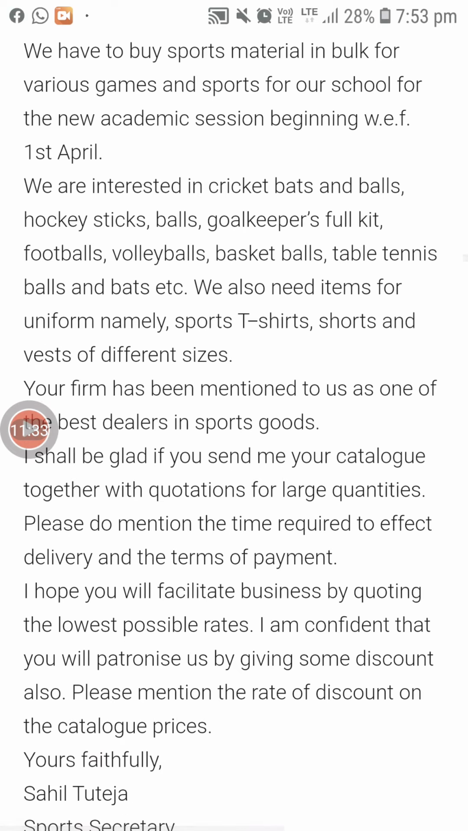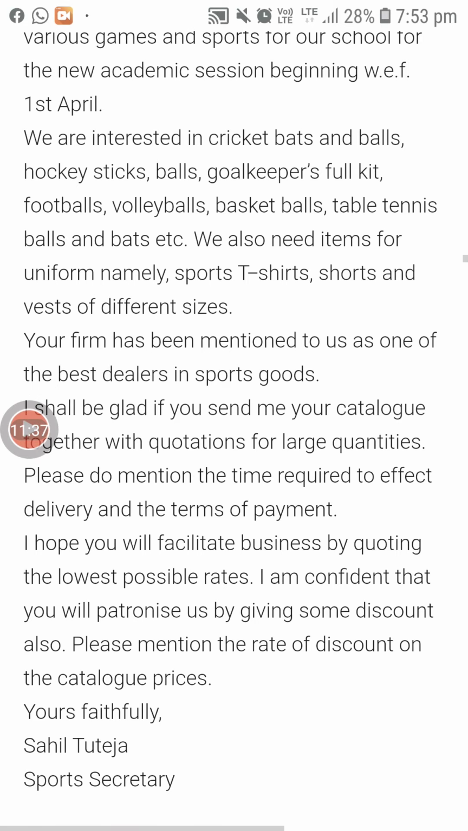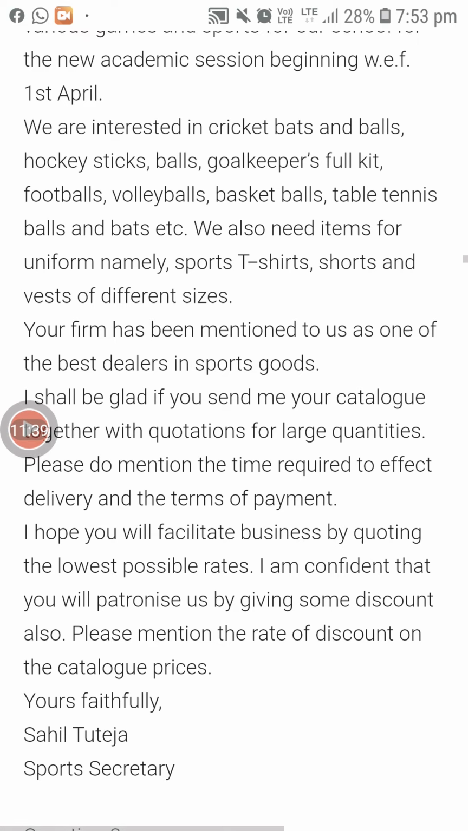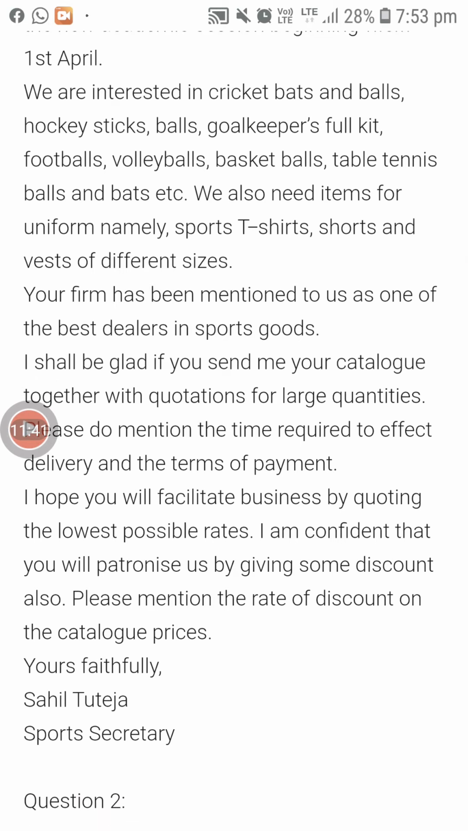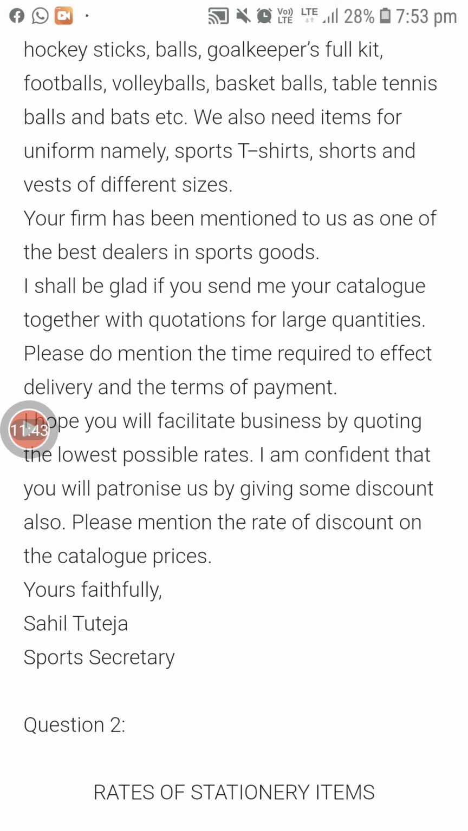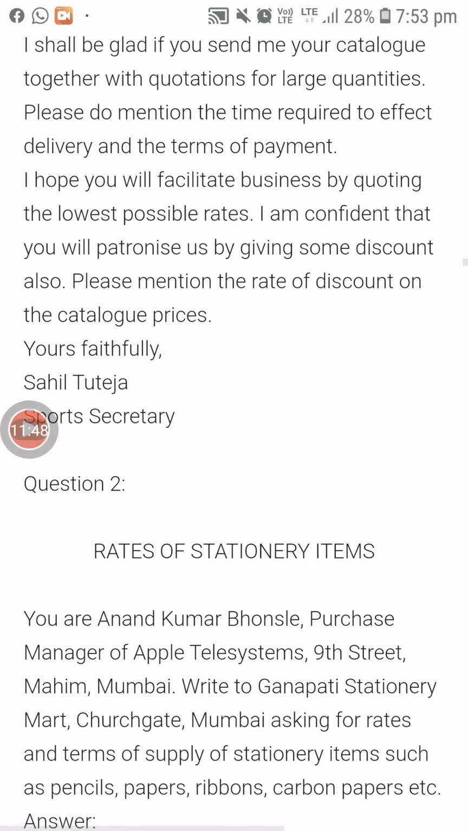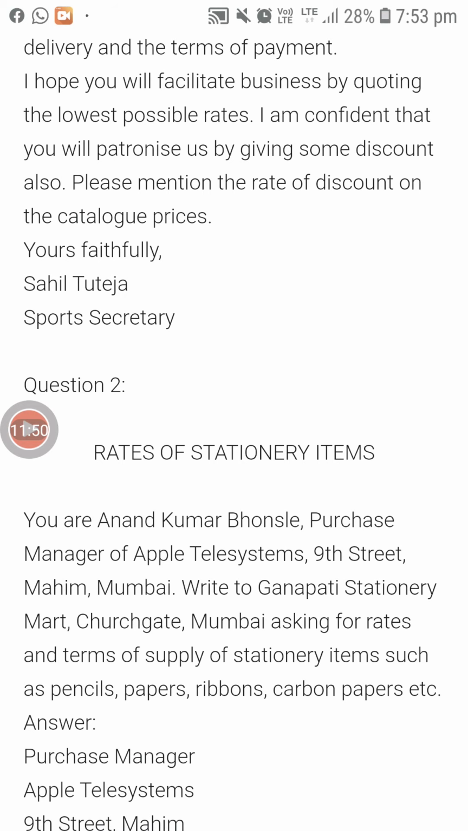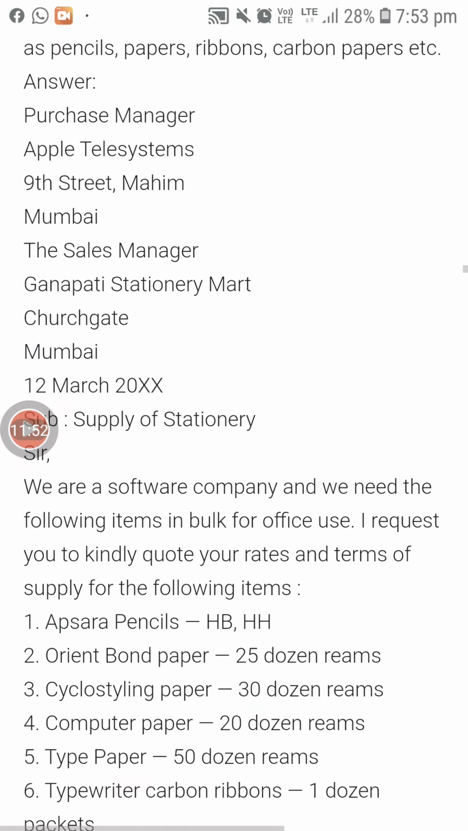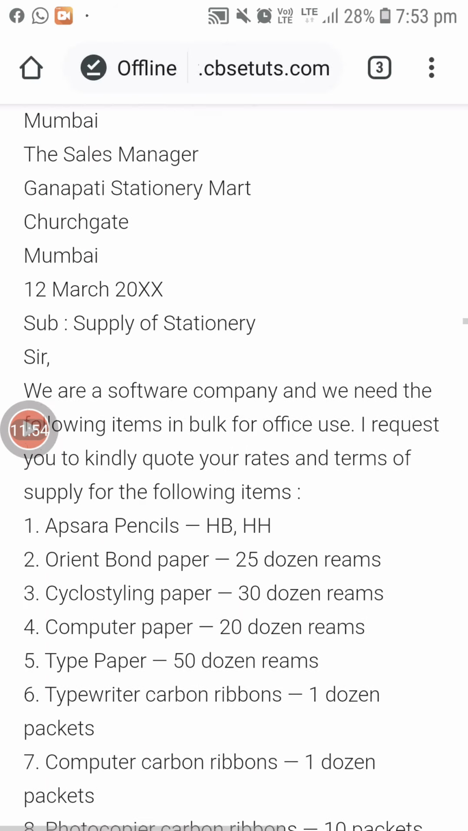We are interested in cricket bats and balls, hockey sticks, balls, goalkeeper's full kit, footballs. And mention the items which you really want. And here you are writing the order letter. Please mention the rate of the discount on the catalogs. Now again you are getting the letter from them. So it's a reply letter.